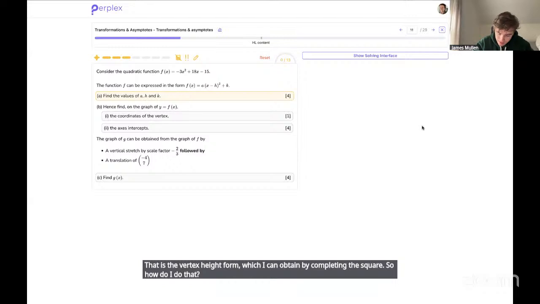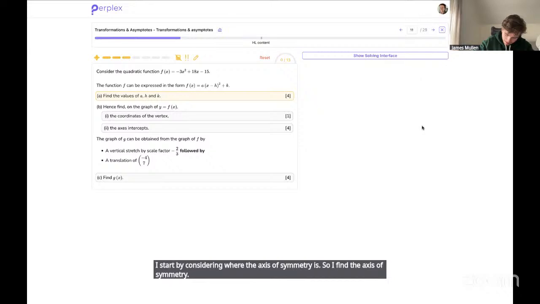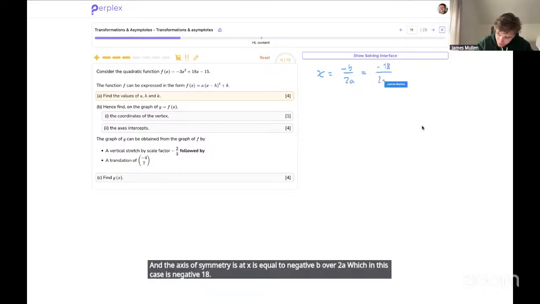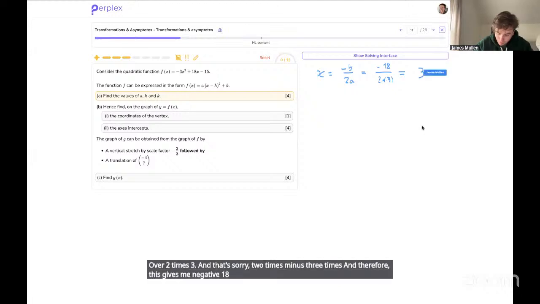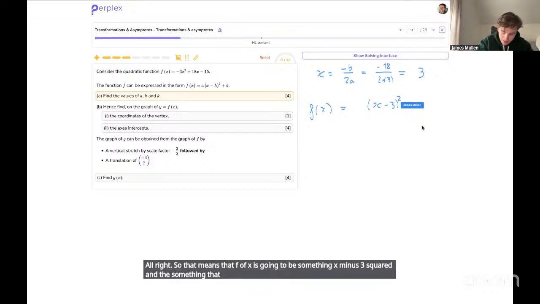I start by considering where the axis of symmetry is. The axis of symmetry is at x is equal to negative b over 2a, which in this case is negative 18 over 2 times, sorry, 2 times minus 3, and therefore this gives me negative 18 over negative 6, which is 3. All right, so that means that f of x is going to be something times (x minus 3) squared, and the something that goes in front is the coefficient a, so it's minus 3.